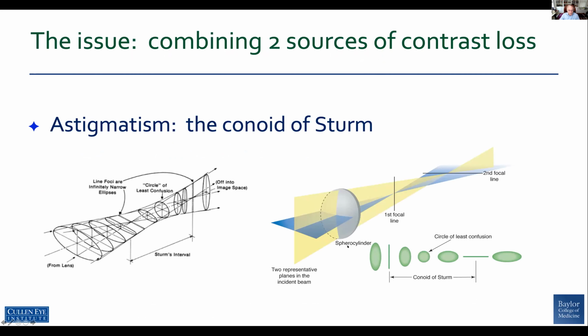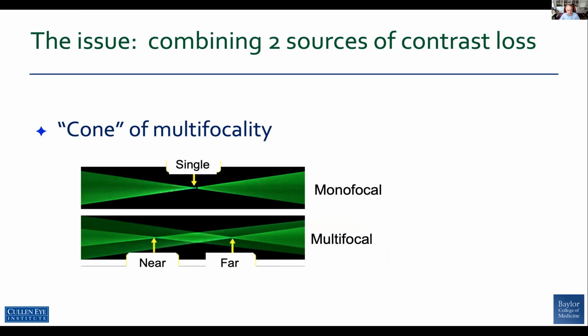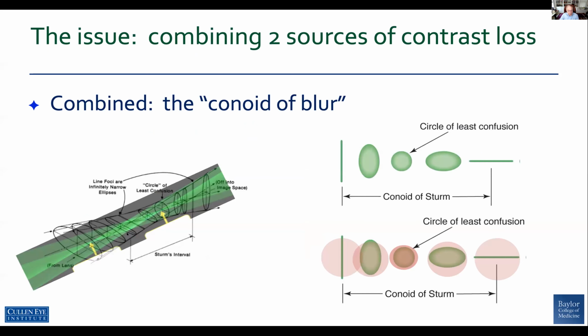You remember our old friend, the conoid of Sturm, for astigmatism, where there is not one single point of focus. There are two lines, and then there are all these ellipses, and then the circle of least confusion. But multifocal IOLs have sort of the same thing. Instead of having a single point of focus, they have 2 points of focus, or maybe even more if it's a trifocal IOL. And if you combine those and overlap them, as I've tried to show you with the conoid of Sturm and a multifocal IOL on top of it, you can see that the amount of blur increases.